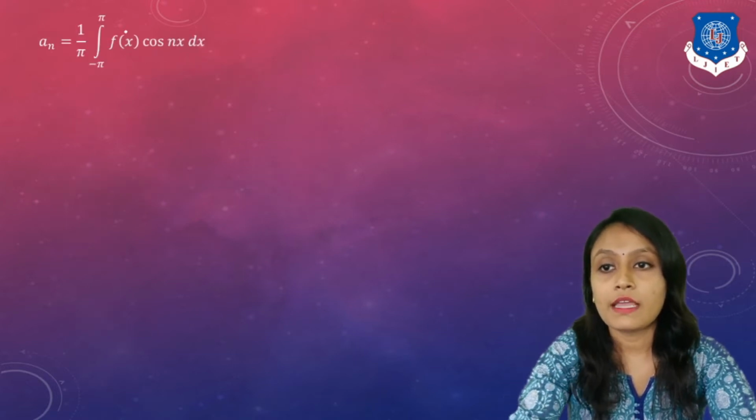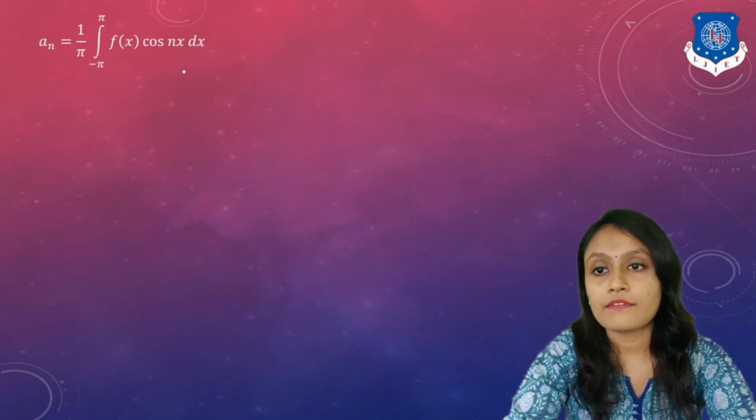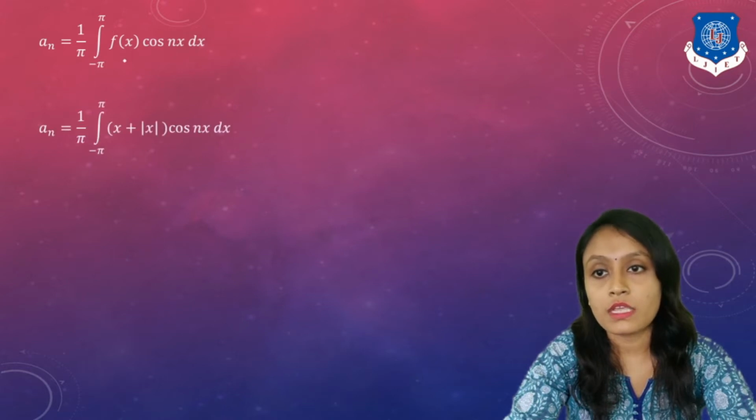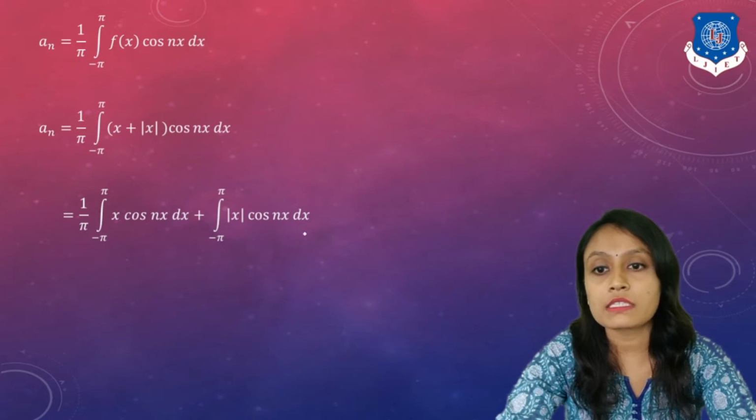Now let's find the value of an. The formula for an is 1/π ∫ from -π to π f(x) cos nx dx. So again the function f(x) is x + |x|. Now firstly split them, right? So here we have x cos nx and |x| cos nx in the interval -π to π.